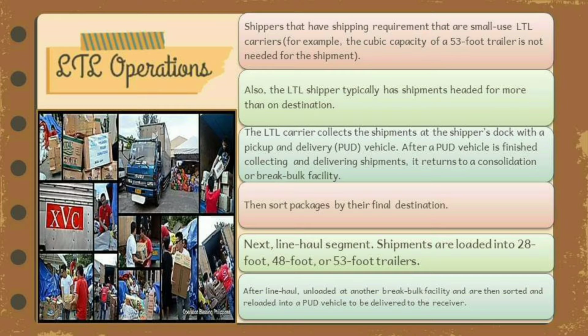Less than truckload operation. Shippers of small shipments use less than truckload carriers and have a shipping requirement, for example, where the cubic capacity of a 53-foot trailer is not needed for the shipment. In addition, the less than truckload shipper usually has shipments going to more than one destination. A pickup and delivery vehicle from the LTL carrier collects the shipments at the shipper's dock. A pickup and delivery vehicle returns to a consolidation or breakbulk facility after collecting and delivering shipments.